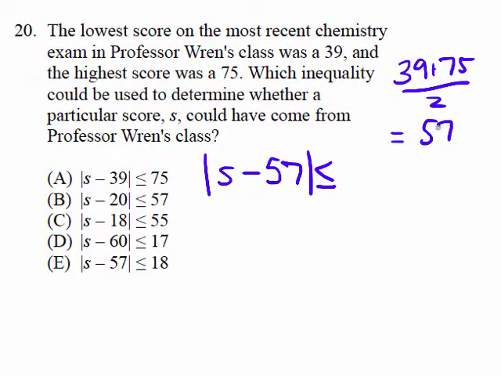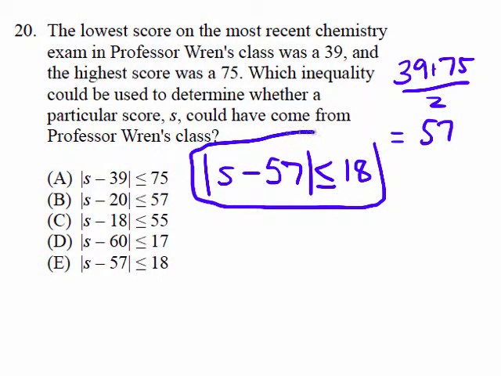So the middle is 57. What's the distance from 57 to 75? 75 minus 57 is 18. And this is going to be your answer, right? The variable minus the middle of the range less than or equal to the distance from the middle to the ends of the range. That's the easiest way to go, although it does require you to have memorized a formula.